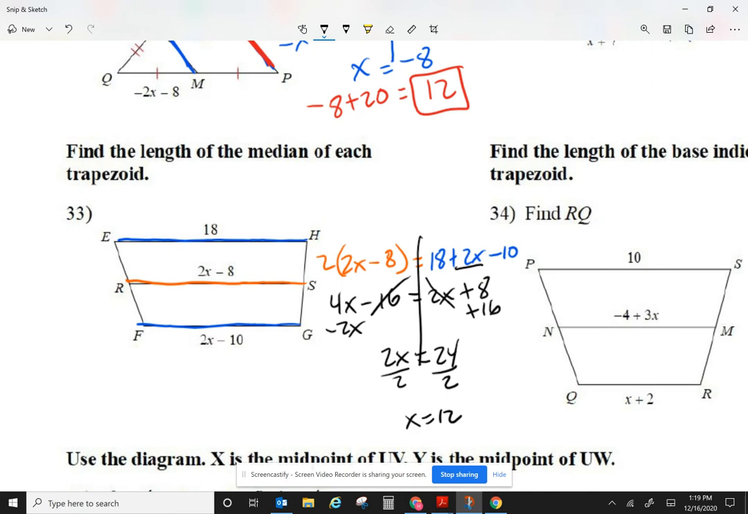Now here it says find the length of the median. The median is 2x minus 8. So solve for x and then use the value of x. I want you to go 2 times 12 minus 8. I know 2 times 12 is 24. Minus 8, I'm going to get 16. So once again, solve for x and then use the value of x.